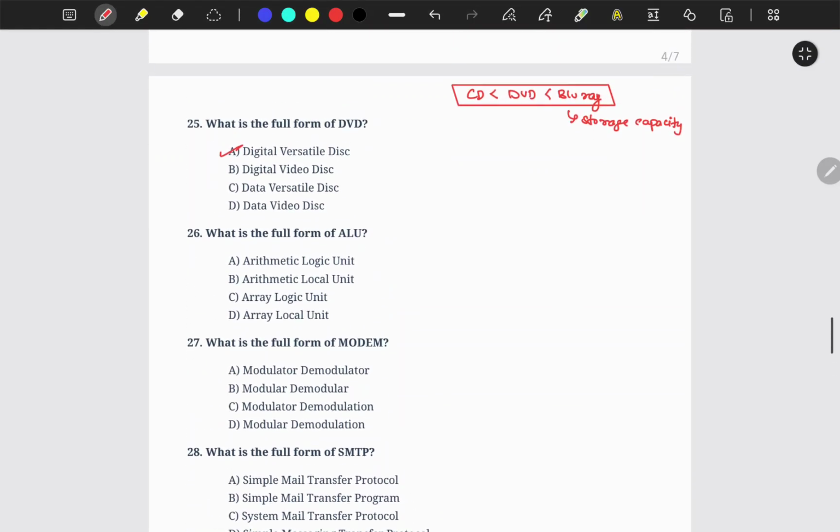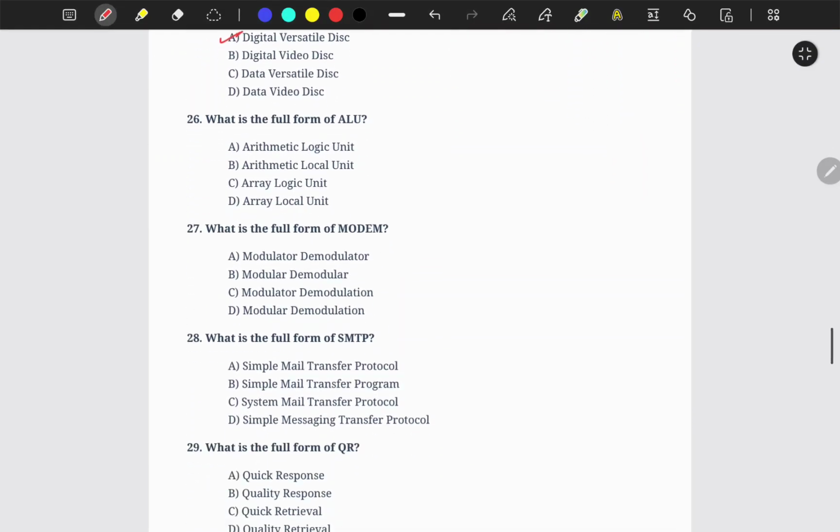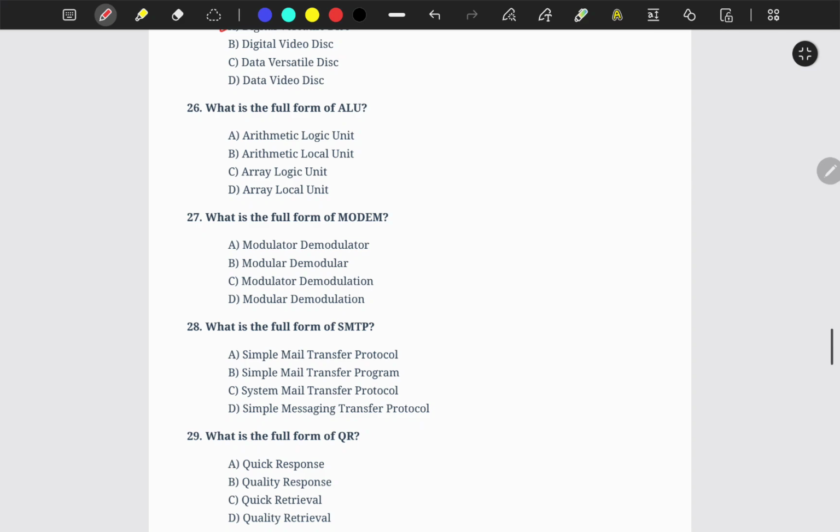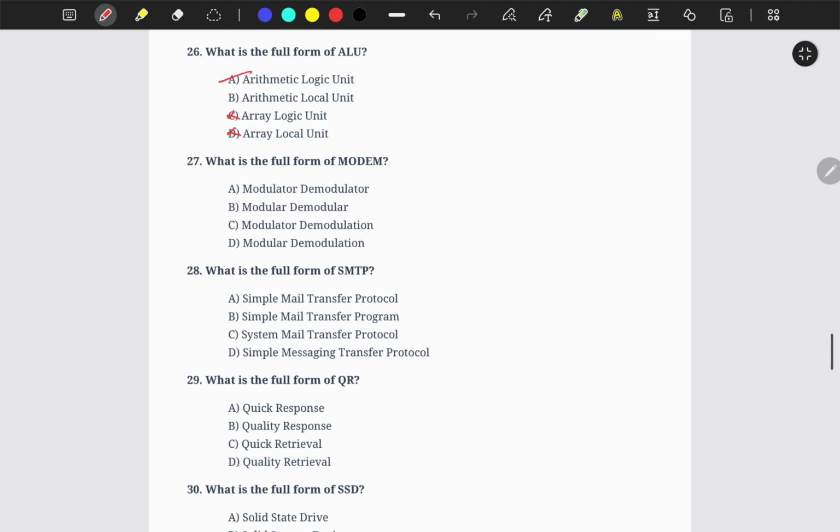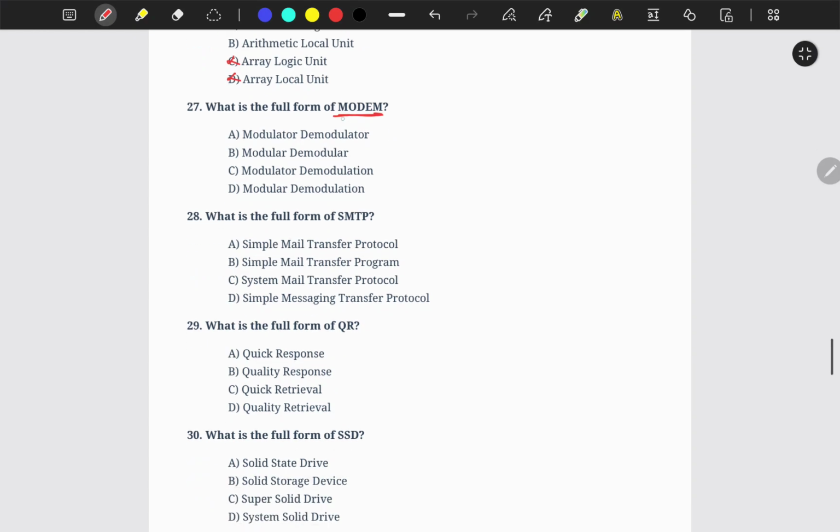Okay, question number 26. What is the full form of ALU? Arithmetic logic unit, arithmetic local unit. So you can eliminate this one, right? So it is arithmetic logic unit. Full form of modem, I've told you every now and then, right? Full form of modem is modulator and demodulator.